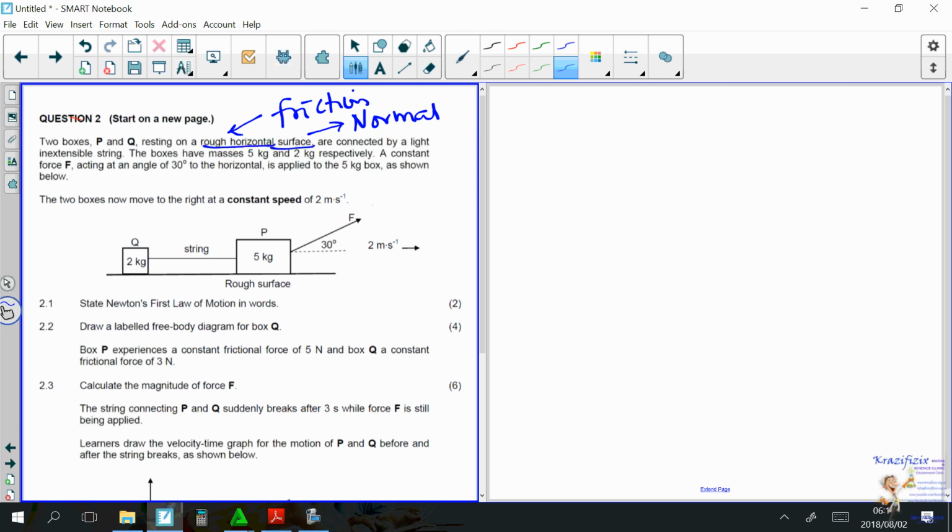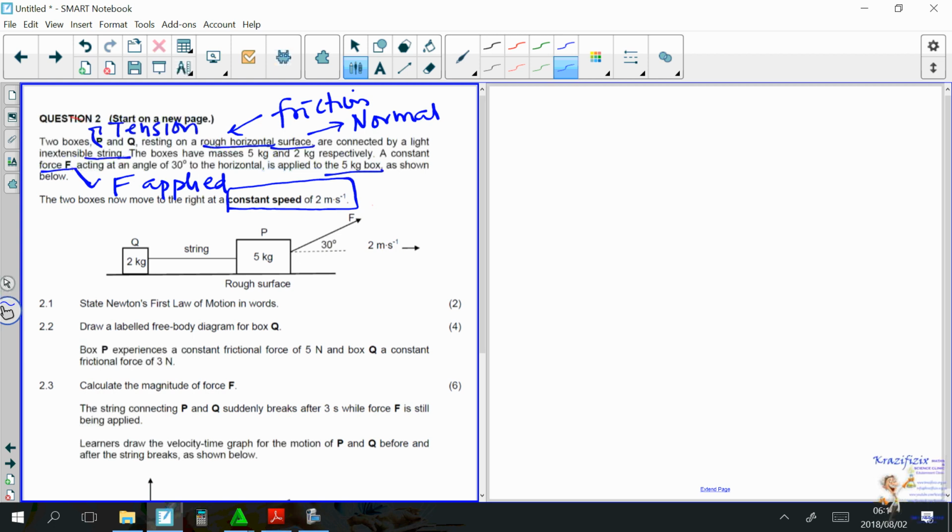They are connected by a light, inextensible string. What force are we talking about? Tension. The boxes have masses 5 kg and 2 kg respectively. A constant force F acting at an angle of 30. All right, acting, a constant force F. What are we talking about? Force applied on the 5 kg, as shown in the diagram. The two move at a constant speed of 2 meters per second.